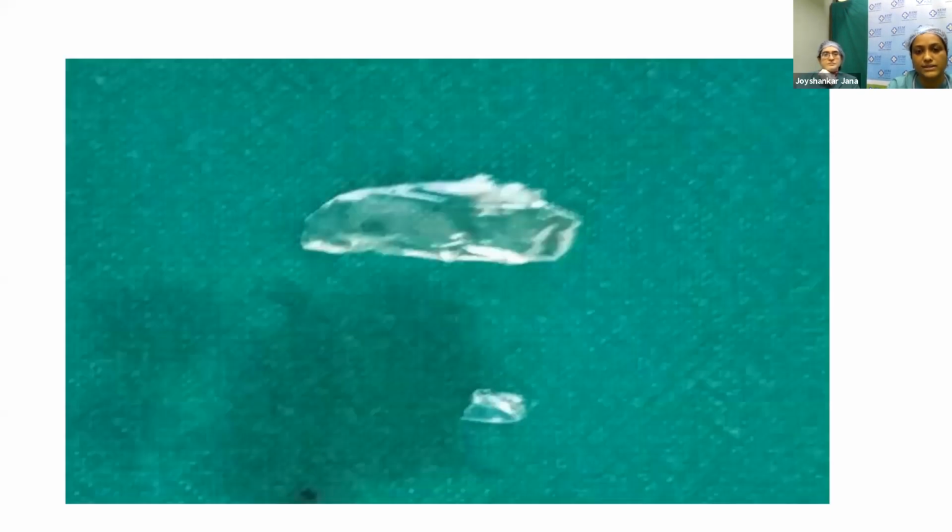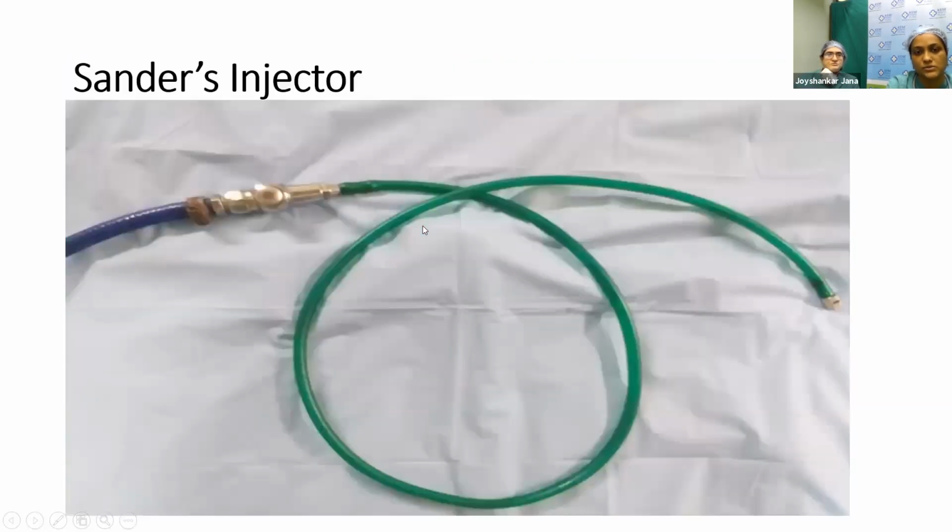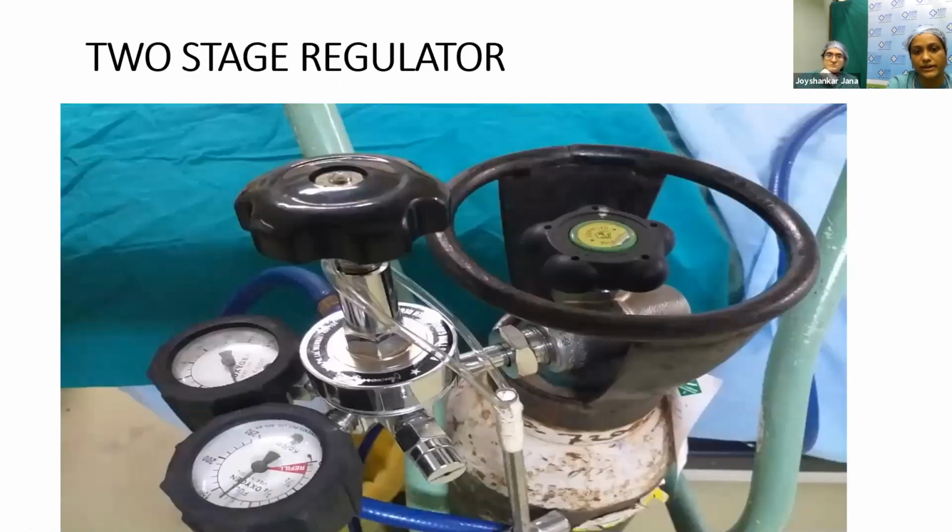So in this slide, you can see this is the first small piece of foreign body which could be retrieved by the surgeon. And this is the second piece, the large piece of glass. This is the Sanders injector used for ventilation, and this is the 2-stage regulator.